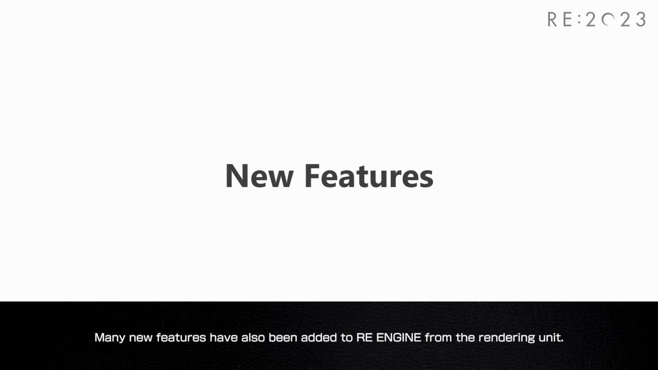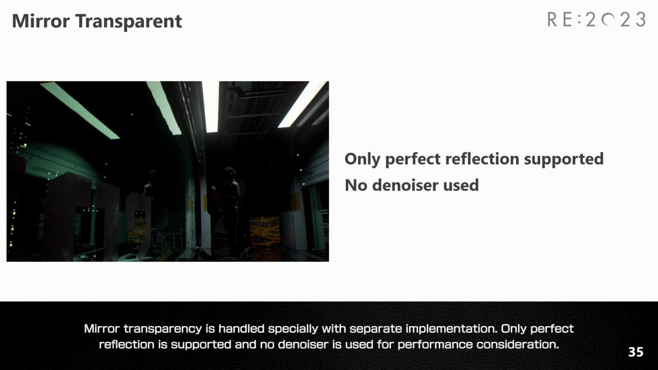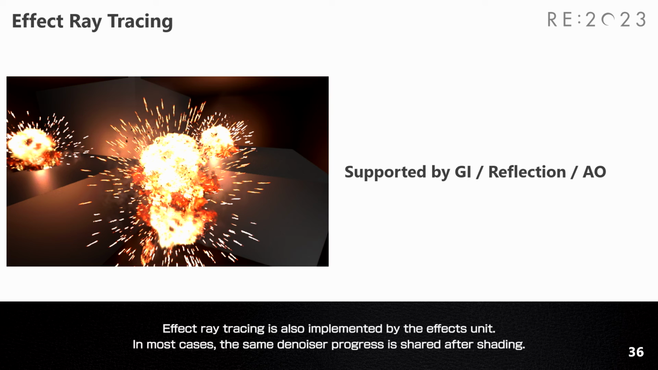Many new features have also been added to the RE Engine from the rendering unit members. Mirror transparency is handled especially, with a separate implementation. Only perfect reflection is supported, and no denoiser is used for performance consideration. Effect ray tracing is also implemented by the effect unit members. In most cases, the same denoiser process is shared after shading.